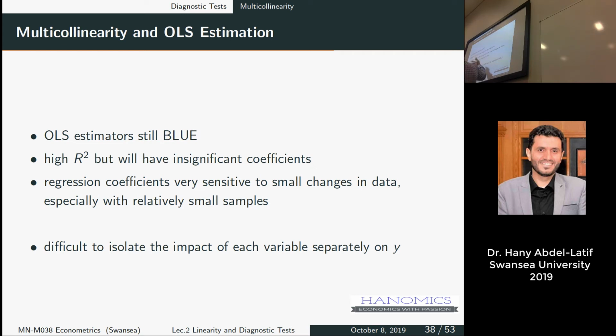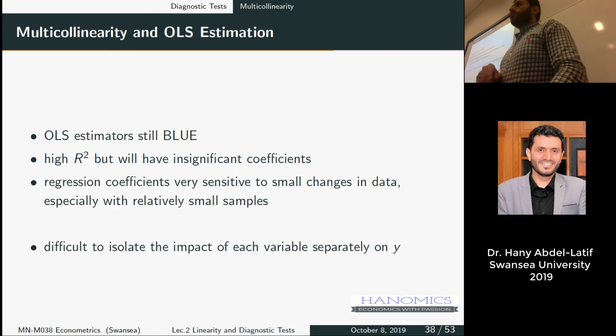And your estimated coefficients would be very sensitive to the data. So if you change the size of your sample, you'll see a massive change in your estimation. And that is the problem. If you have 2 of your independent variables that are correlated, it's really difficult to isolate the effect of each one on y. So it's very difficult to estimate the impact of each variable separately on y.